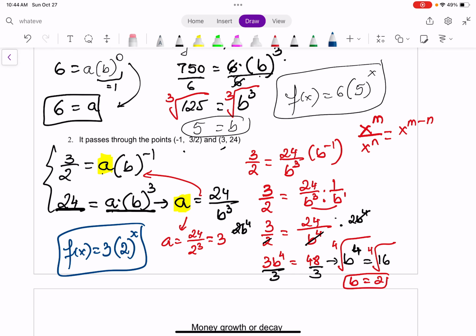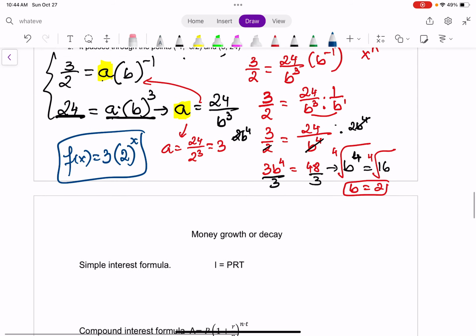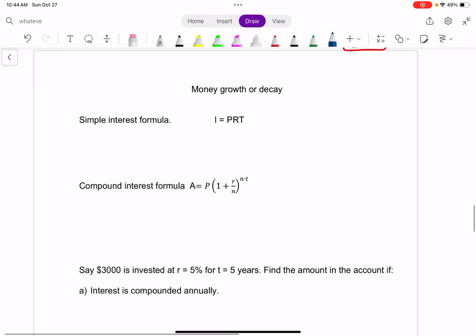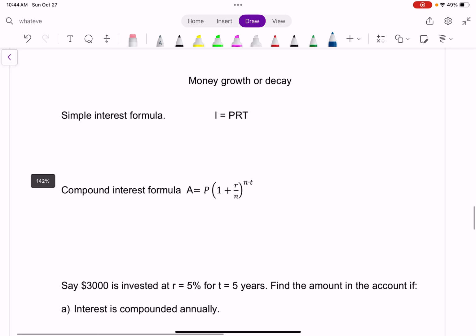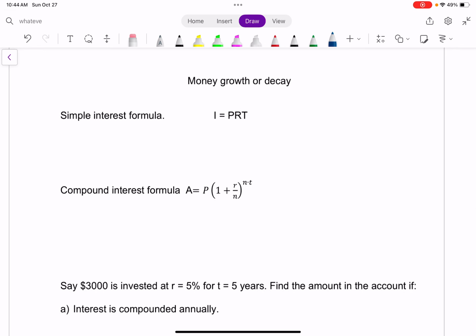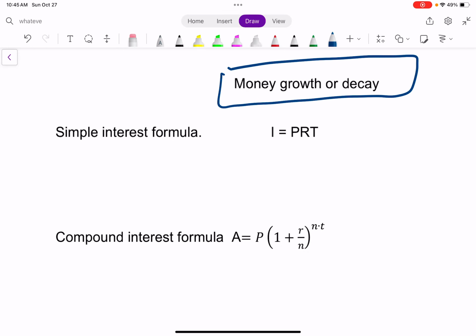All right, we will look at many more applications of exponential functions, but I wanted to talk about the first one right here, which is money growth or decay. So money, populations, bacteria, that's a population, bacteria, they grow exponentially, usually. So let me introduce to you some of the money growth or decay formulas. Okay, we talk about interest, we talk about principal, and yes, interest rates and time.